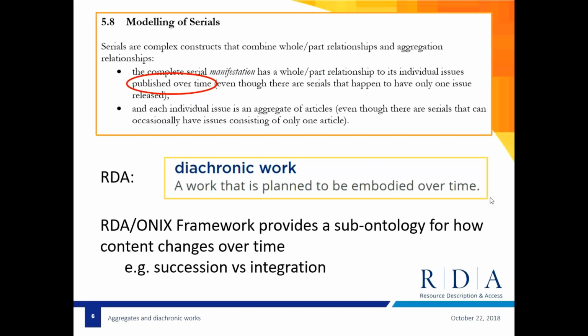Each individual issue that is issued as a separate manifestation of the serial itself is an aggregate. It aggregates the articles using the classic, if I can call it that, aggregate model that I've just shown you. And again, a reminder that some serials may have issues that actually only consist of a single article, but they can still be treated as if they had multiple expressions. You just described one.